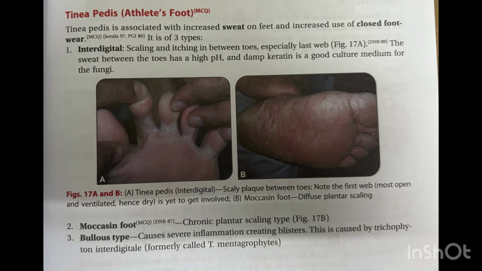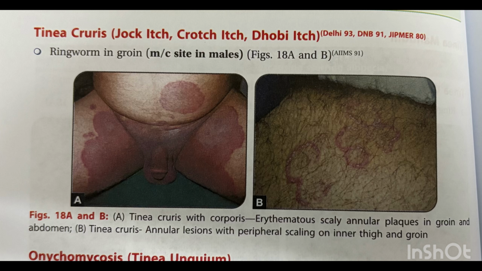B is moccasin foot, diffuse plantar scaling. Moccasin foot, chronic plantar scaling type. Bullous type causes severe inflammation, creating blisters. This is caused by Trichophyton interdigitale, formerly called Trichophyton mentagrophytes. Tinea cruris, jock itch, crotch itch, dhobi itch.